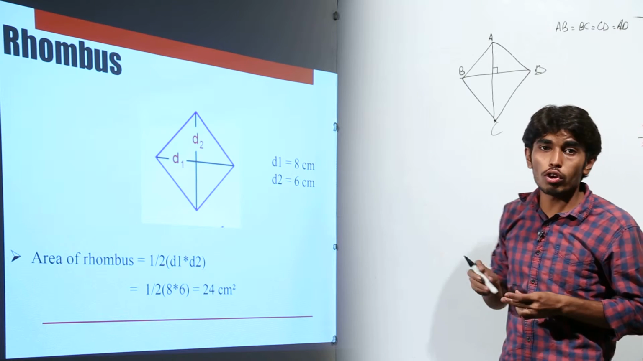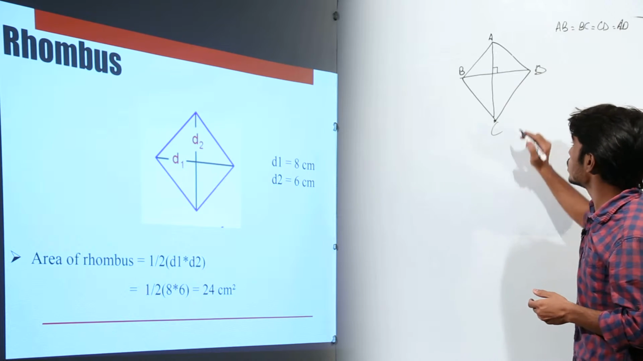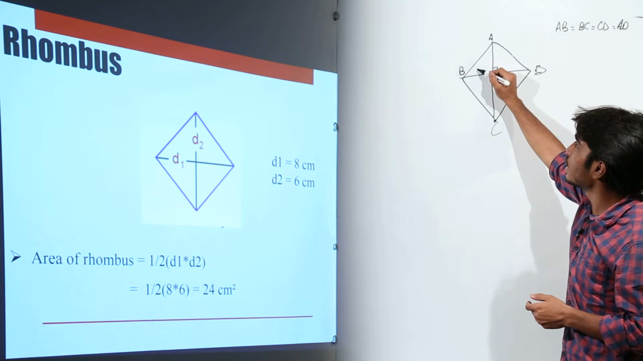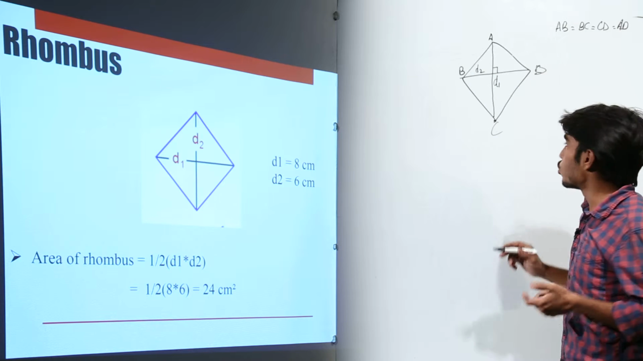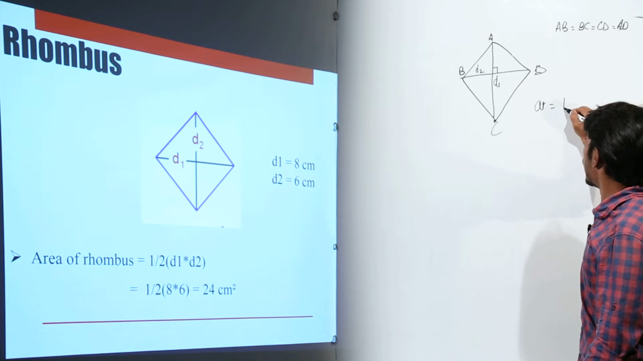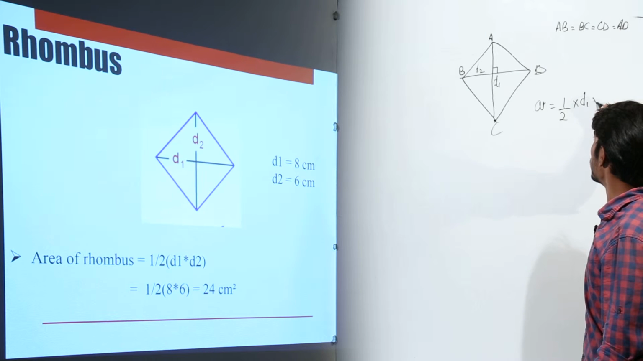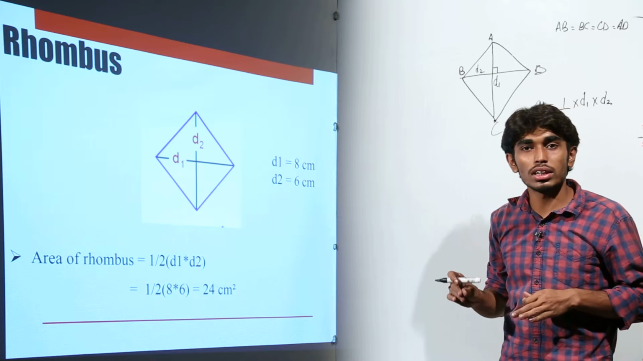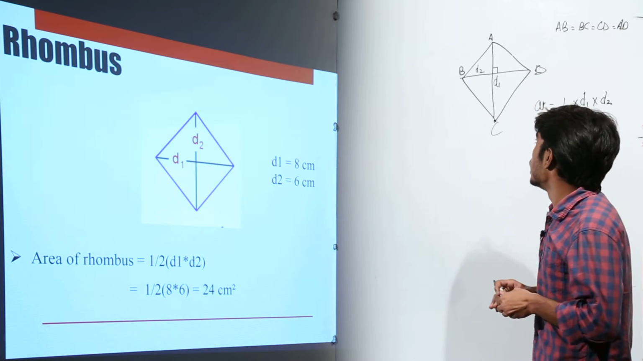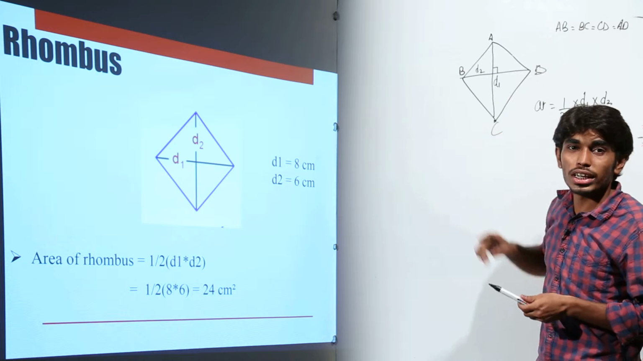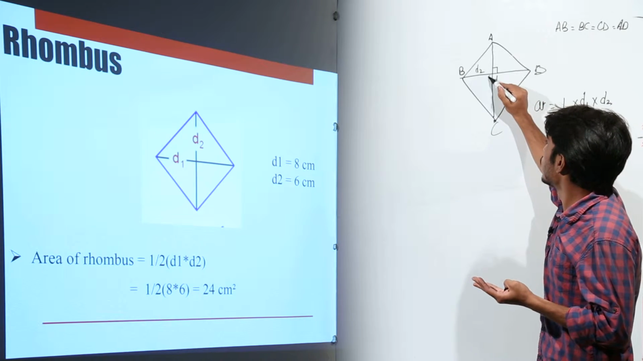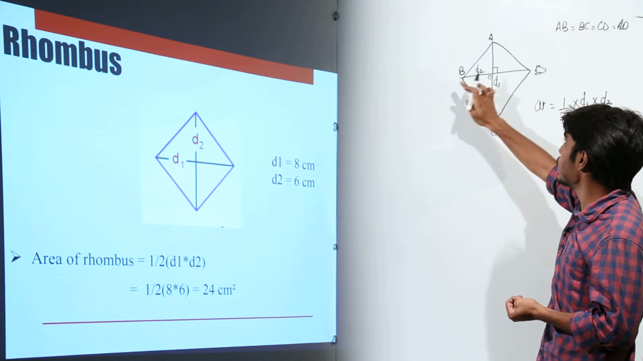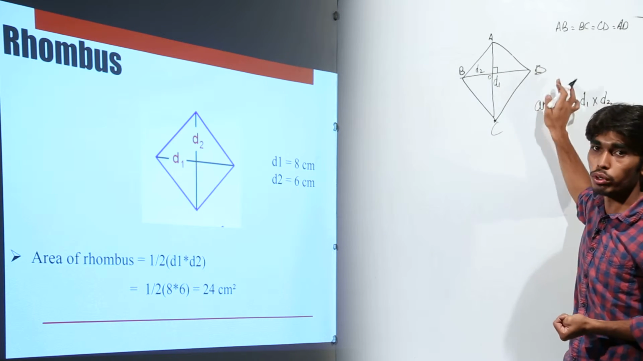So the area of a rhombus, the formula says, if the length of one diagonal is say D1 and the length of another diagonal is say D2, the area of the rhombus is half into D1 into D2. Now how come the area of the rhombus is half into D1 into D2? Let's say we can divide the rhombus into 4 triangles. Let's call this point O. The 4 triangles are AOD, AOB, BOC and COD.